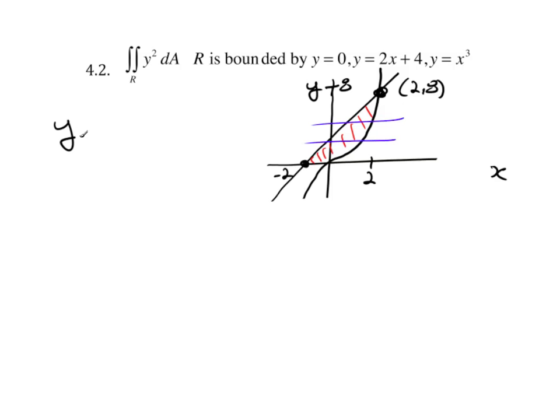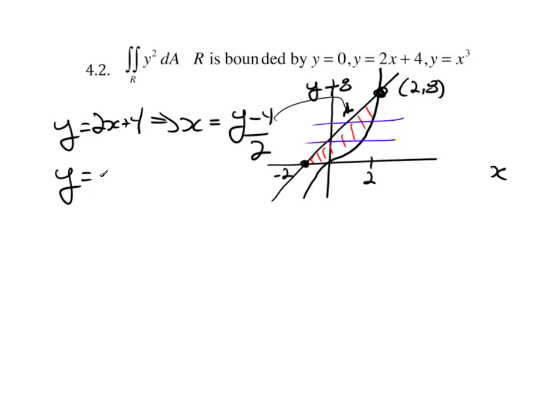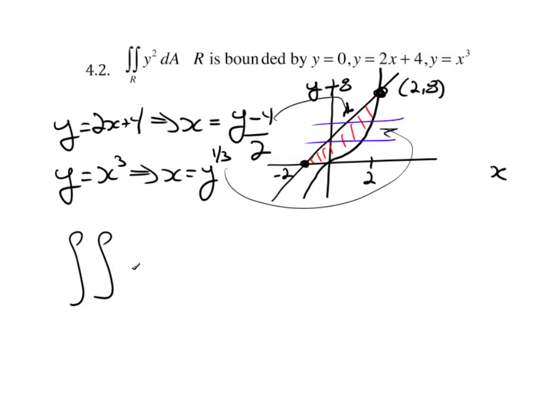Now, y equals 2x plus 4 implies that x is equal to (y minus 4) over 2. That's this linear function right here. And y equals x cubed implies that x equals y to the 1/3, the cube root of y. This is this function. So my double integral is going to be of y squared. Notice that all the manipulation here had nothing to do with this surface. This is z equals y squared, that's this surface that's floating over top of this region.